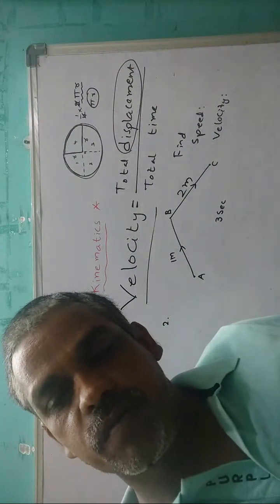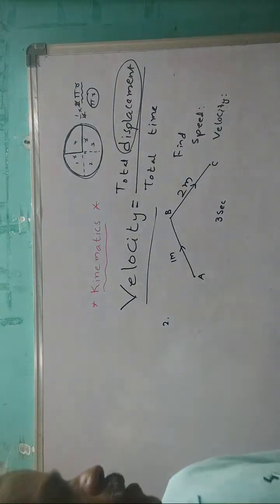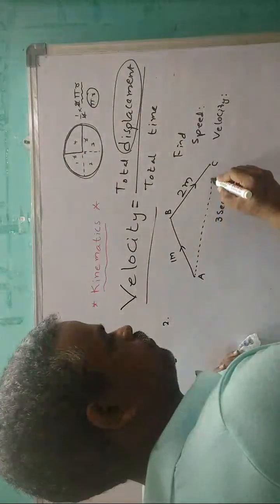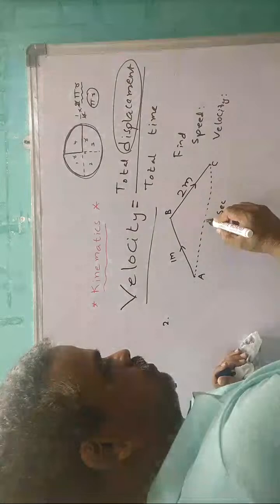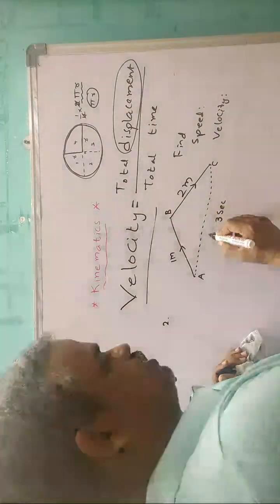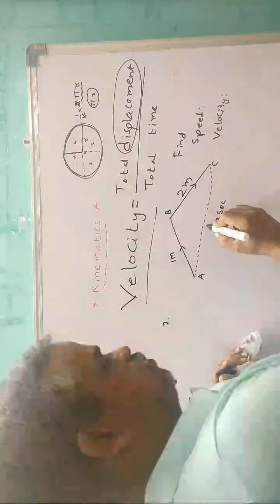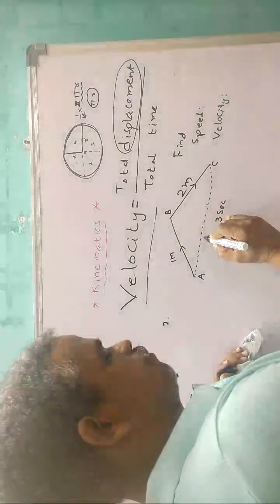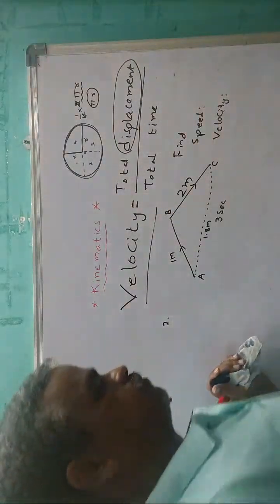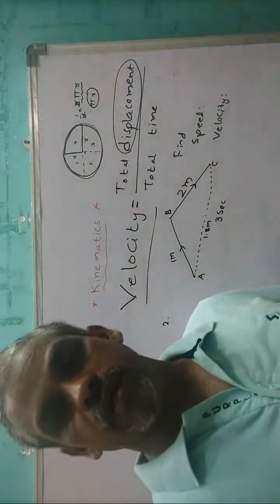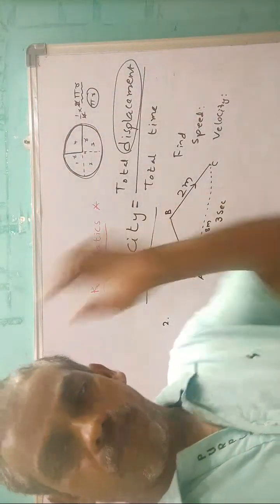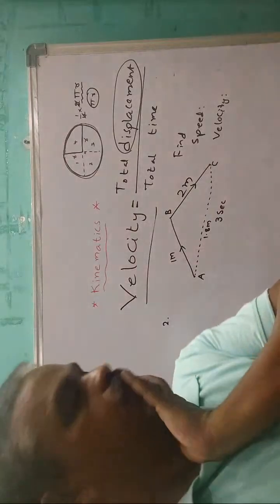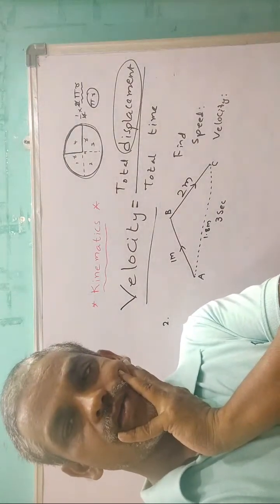Speed is 1 meter per second. Okay, I am giving here the A to C distance will be 1.8 meters. 1.8 meters. Then calculate speed and velocity.